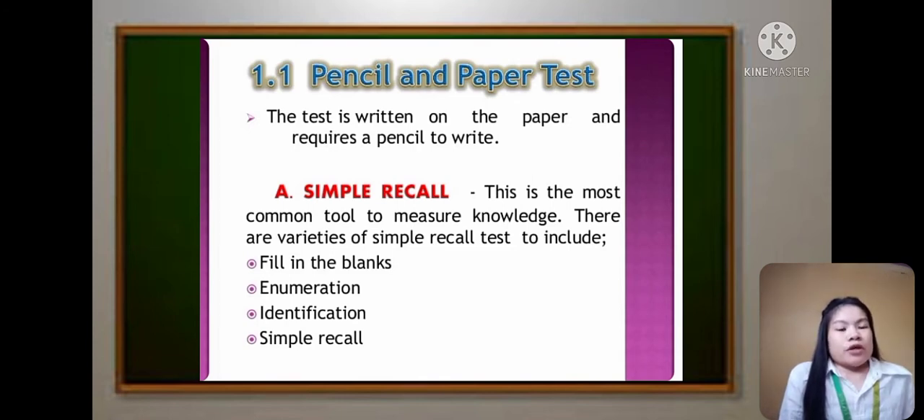Letter A, simple recall. This is the most common tool to measure knowledge. There are varieties of simple recall tests, including fill in the blanks, enumeration, and identification. Simple recall is the easiest to construct among the objective type tests. Items appear as direct questions and are applicable in mathematics and natural sciences.